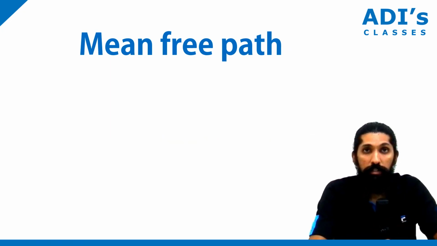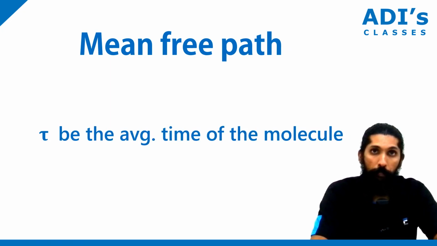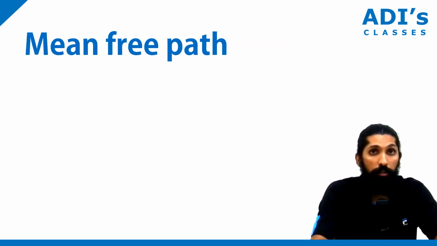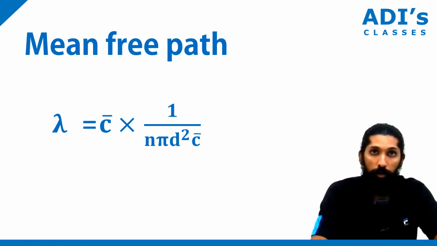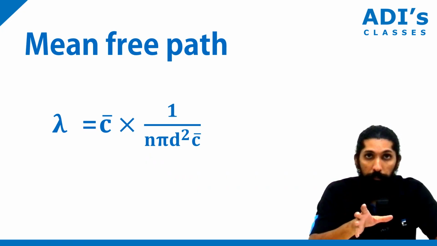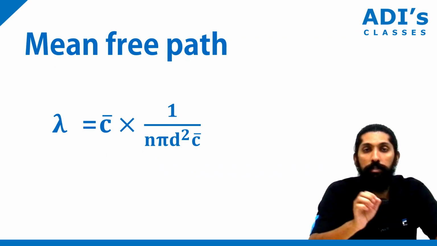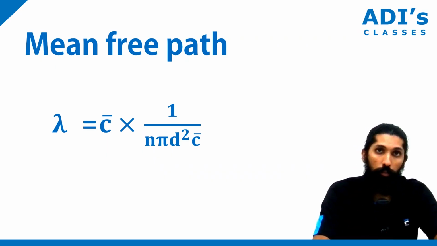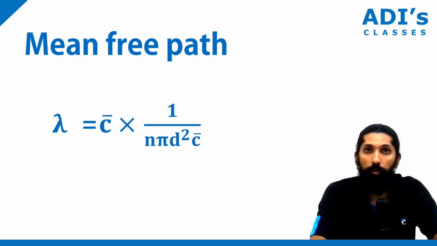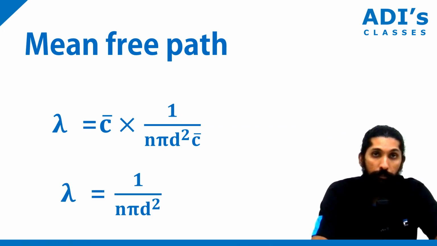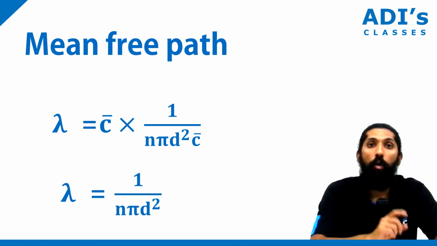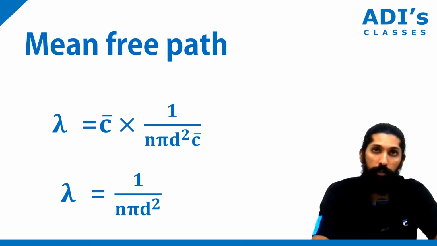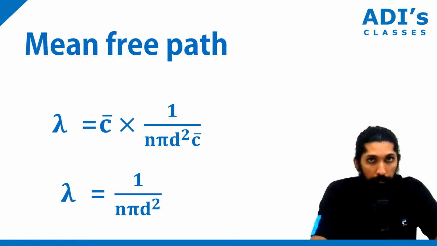Make sense? Now, let's take the average time. We'll call it tau. So tau is equal to 1 divided by n pi d square into C bar. So the mean free path is what? The distance. Lambda is equal to C bar into tau, which is C bar into 1 by n pi d square into C bar. C bar cancels. So we get lambda is equal to 1 divided by n pi d square. Now this gives you the mean free path.